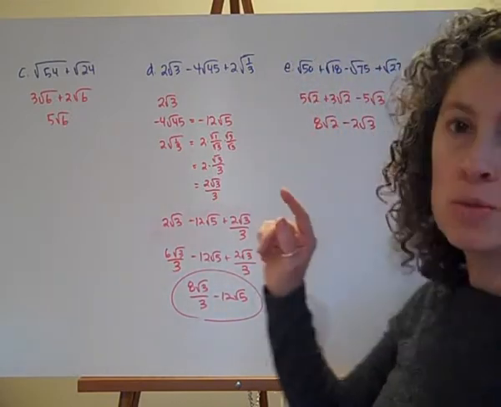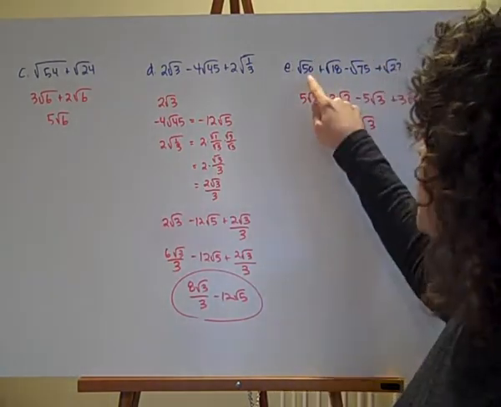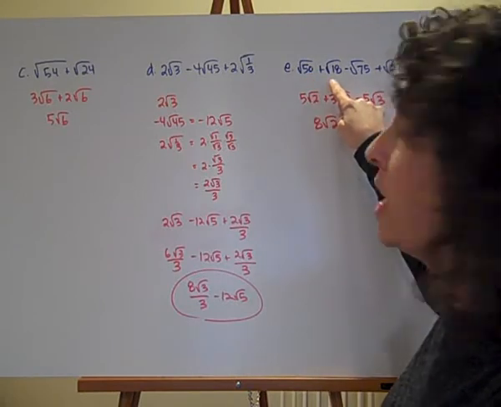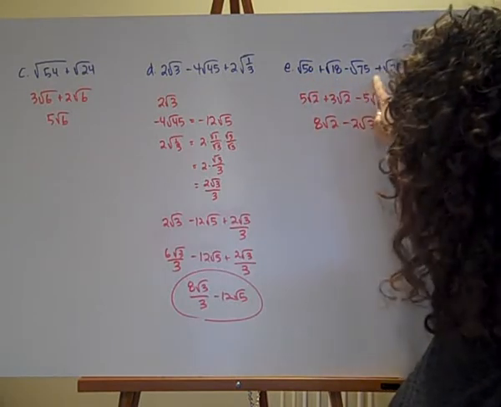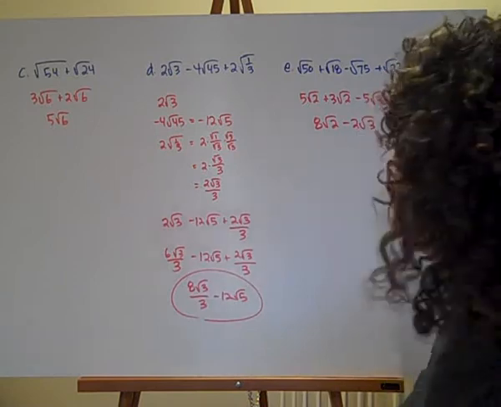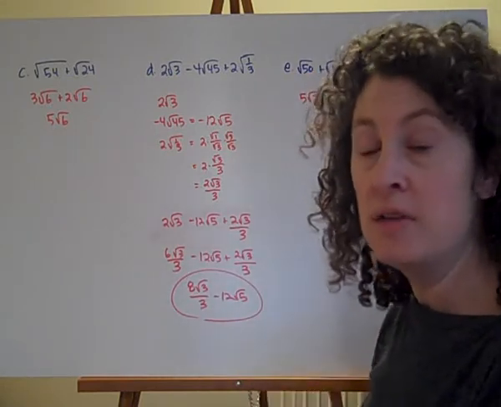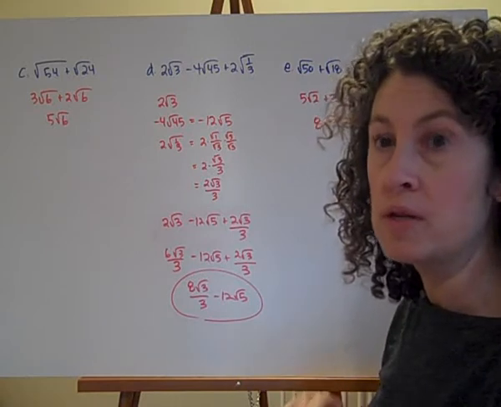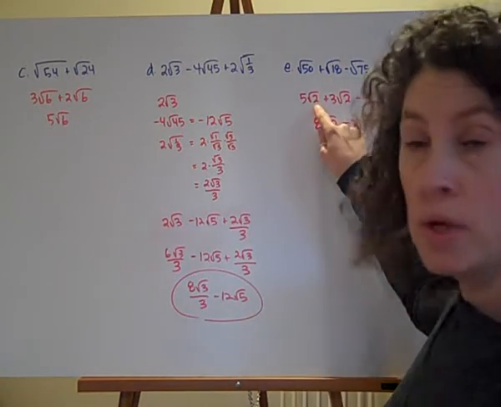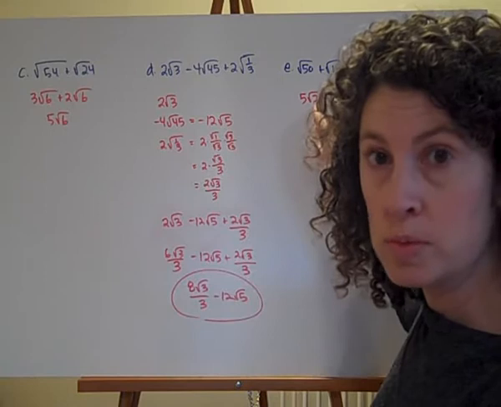All right, last one, a little bit simpler. We're going to dial it back for a minute here. Radical 50 plus radical 18 minus radical 75 plus radical 27. So radical 50 has a perfect square factor of 25. So the square root of 25, when I pull that out, is 5. And I'm left with a 2 inside, because 25 times 2 was my 50.